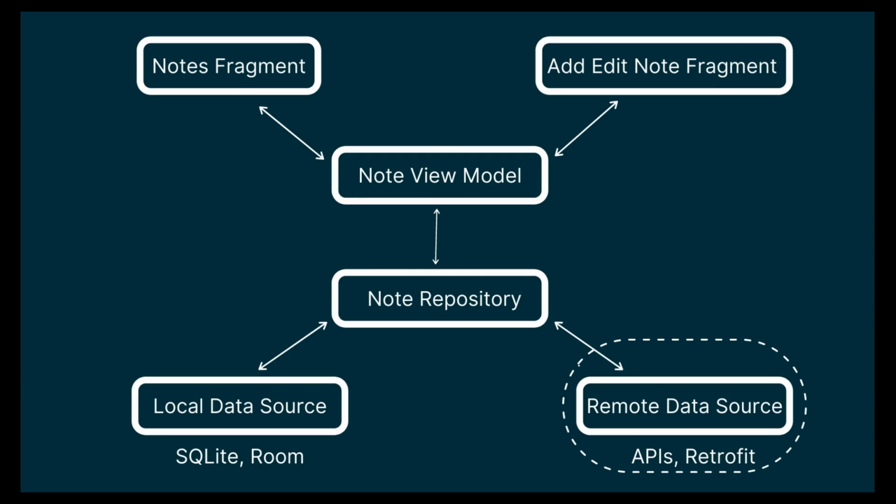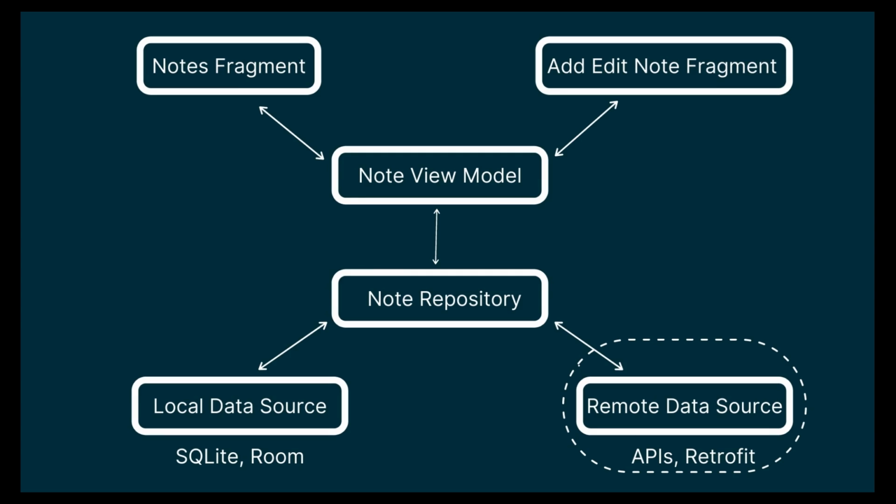Now usually we have a separate view model for every fragment in our project, but since this is a relatively smaller and simpler project and we have only a few functions in our view model, we can share it with both of our fragments.